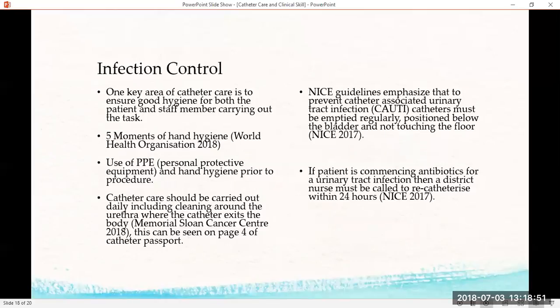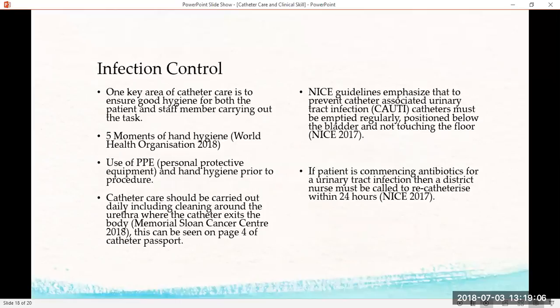And I'm sure a lot of you have seen the poster that's got the 5 moments that we'd be looking for. Also making sure we're using our personal protective equipment, so our gloves and our pinnies, and making sure we're doing our hand hygiene prior to the task and afterwards.